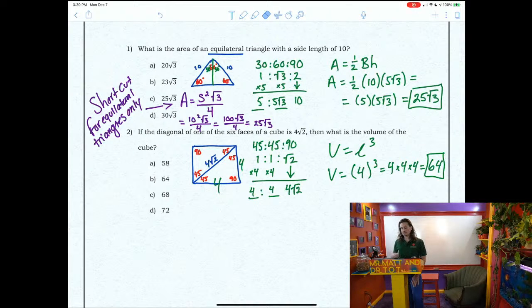Here, if we know that the side length of the triangle is 10, that means that the hypotenuse of the smaller triangles, if we just look at one of the sections that I'm going to highlight here with the red highlighter, one of those bisected 30, 60, 90 triangles, the side length of 10, what used to be the side length of the equilateral triangle, would now be the hypotenuse of that 30, 60, 90 triangle.